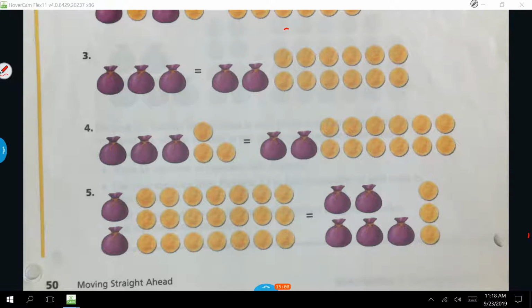All right, number 4. Go ahead, Aubrey. So what did you do? I canceled out 2 bags on this side, 2 bags on that side, and 3 coins on this side, and 3 coins on that side. Did that maintain equality? Yes.